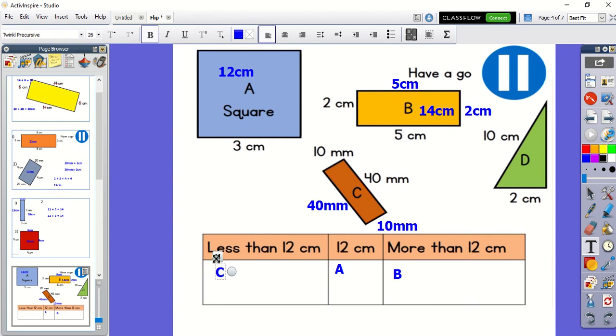And then finally, we've got D. And D, I can't actually solve the perimeter because I've got 1 length, 2 length, but I haven't been told this final length. But I can tell you which one it's going to go in because 10 add 2 is already 12. So whichever one that is, it's going to make it more than 12. So D must be more than 12 centimeters long. Well done if you got all those correct.